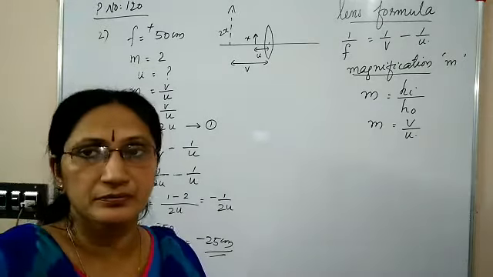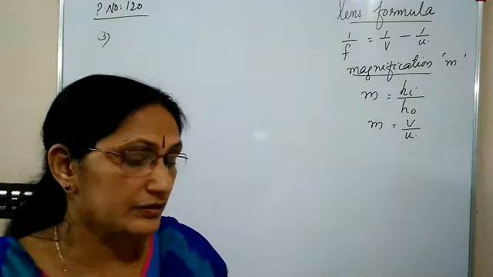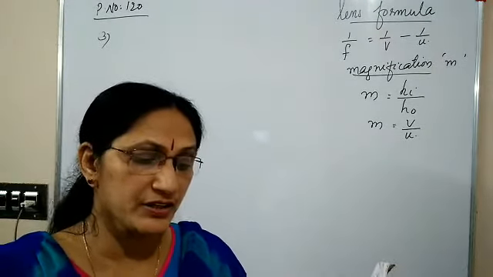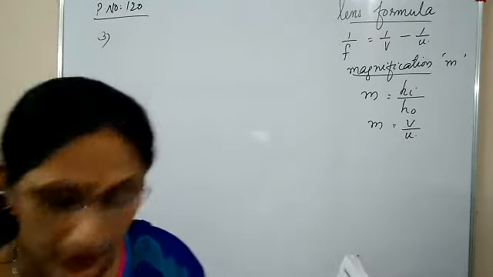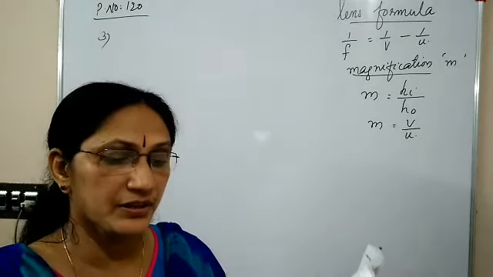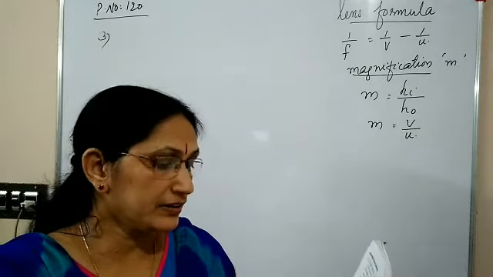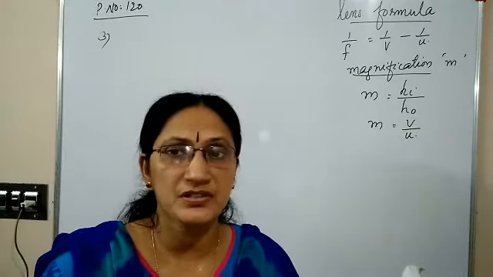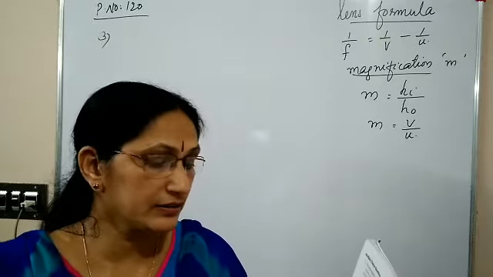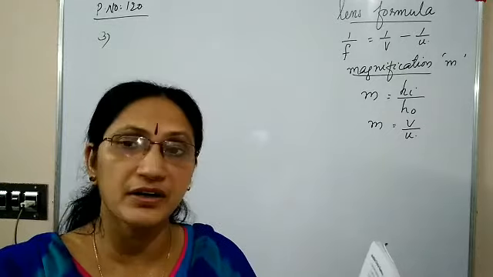Now third question. A lens forms the image of an object placed at a distance of 10 centimeter at a distance of 60 centimeter from it. Find the focal length of the lens. Actually this question you can solve only if a few words are added. So make the correction in the question. I will read once again.